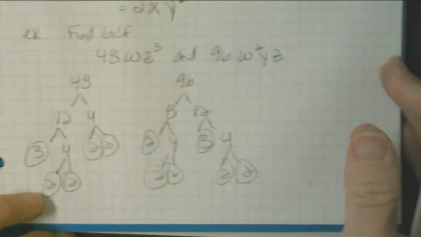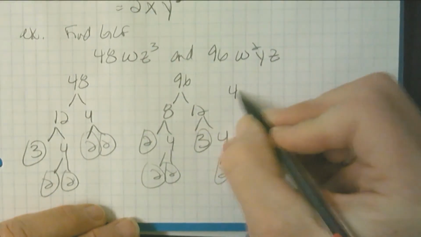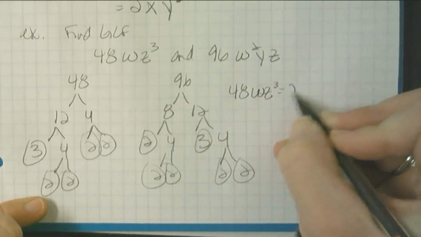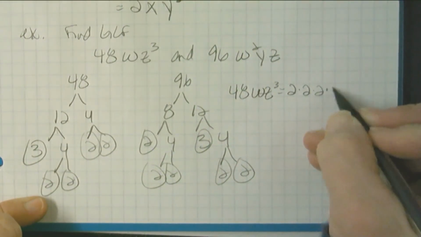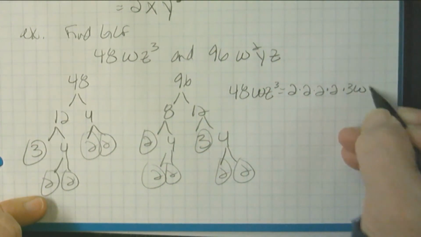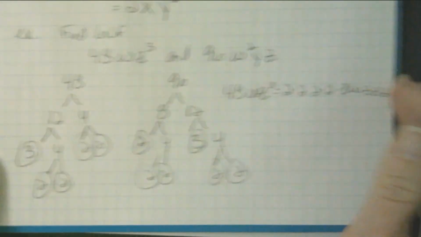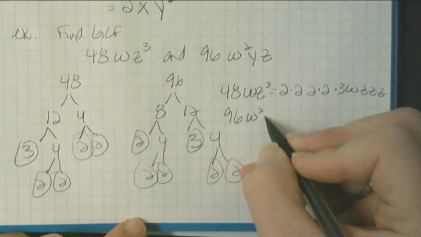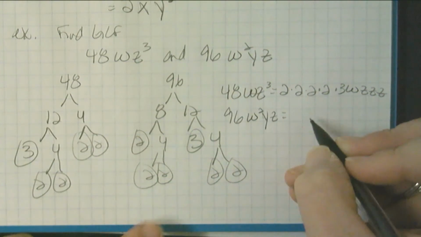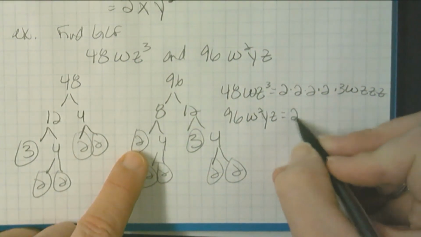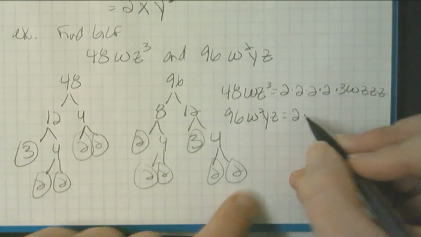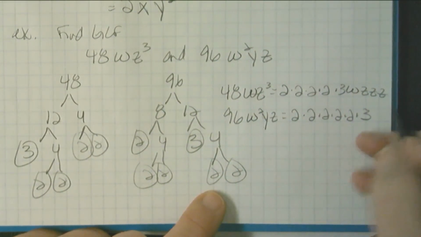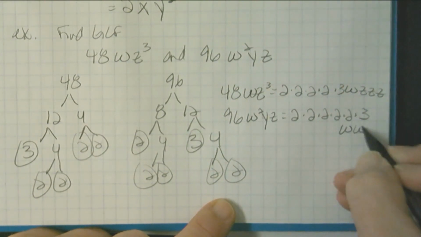Okay. So now off to the side here, I'm going to write 48 WZ cubed is equal to 2 times 2, there's 4 of them, times 3 times W times Z times Z times Z. All right, 96, and if you do these in order of least to greatest, it makes life a lot easier. So 96 is going to be 2, so I have 1, 2, 3, 4, 5 2's, a 3, and then a W, a Y, and a Z.